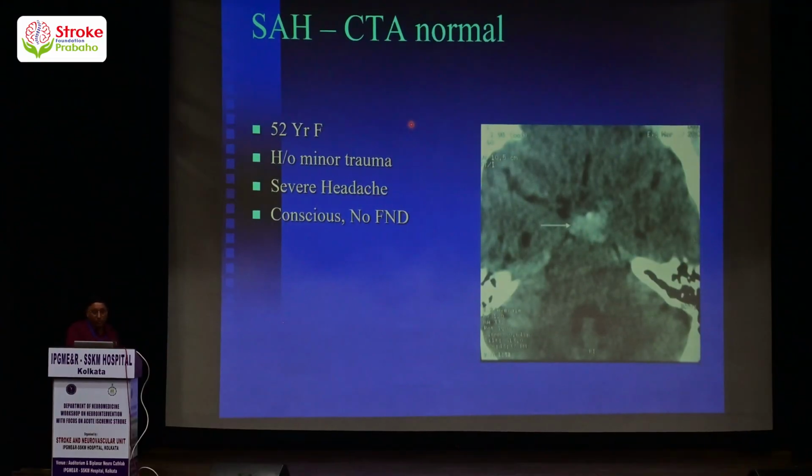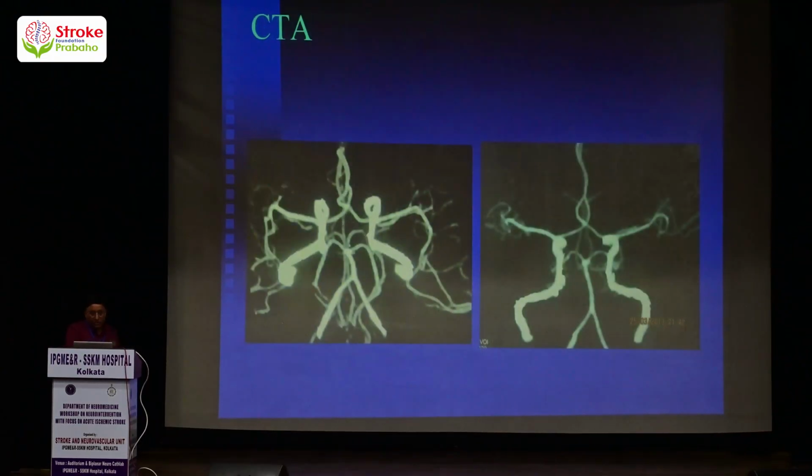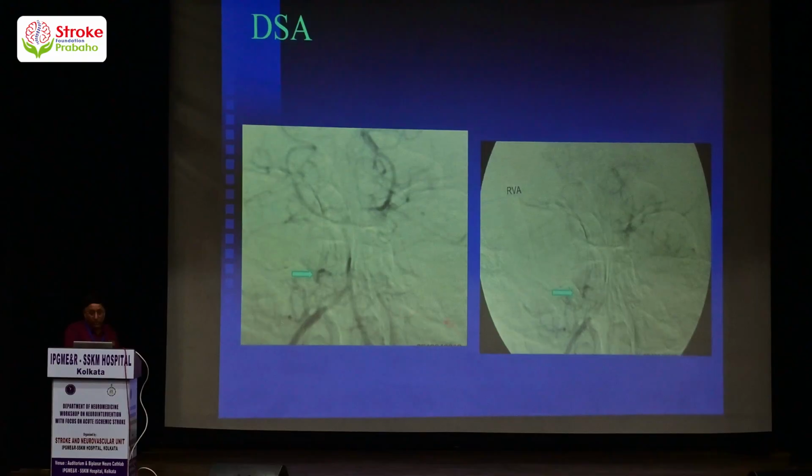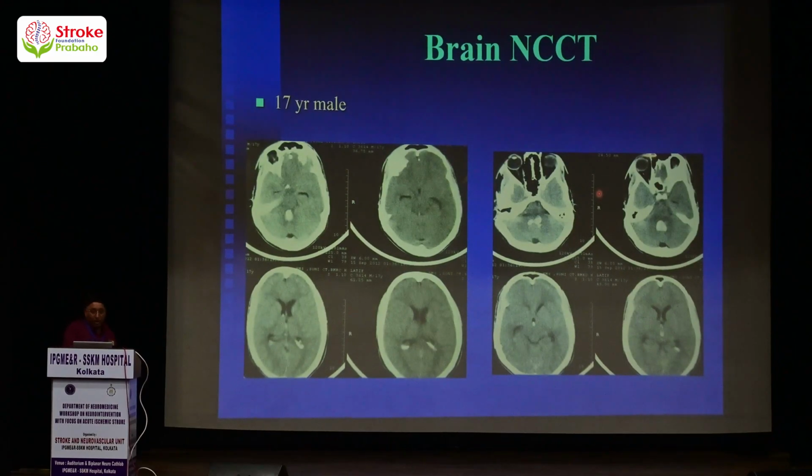Like this case, a 52-year-old male, the patient had minor trauma and severe headache. He was absolutely conscious, with no deficit. CT angio was normal, and we performed the DSA. We found that the contrast is stagnating in the A1 segment of the anterior cerebral artery, and possibly there was a dissection. We repeated the DSA after 4 weeks, and this contrast stagnation became absolutely normal.